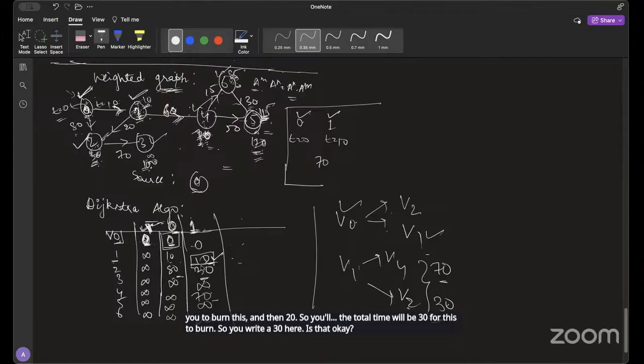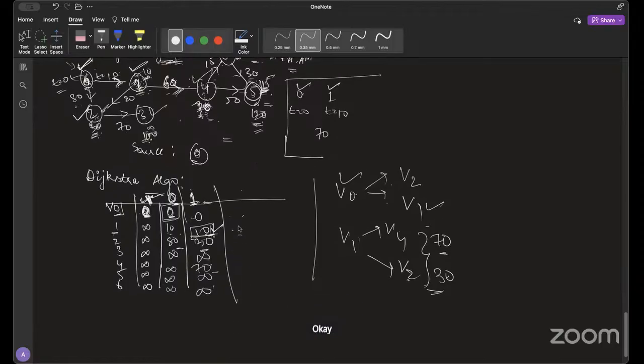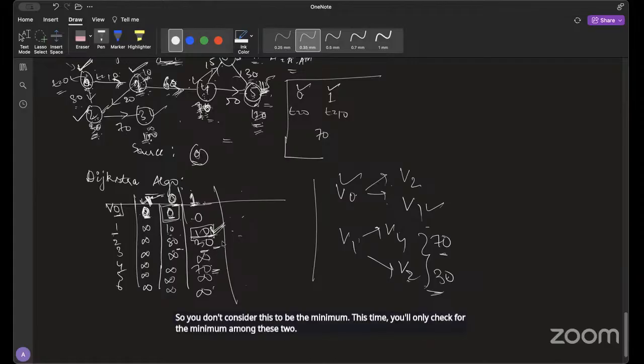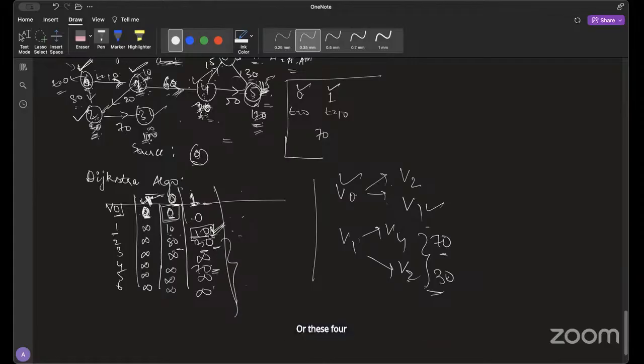You just add the previous one, the one that you fixed, to the other distances. This one you fixed at time t equals 10. So you add 10 to 60 and 10 to 20, the fixed one. Then you look at the minimum here. This is already fixed, so you don't consider this to be the minimum. This time you'll only check for the minimum among these two or these four because this is already fixed.